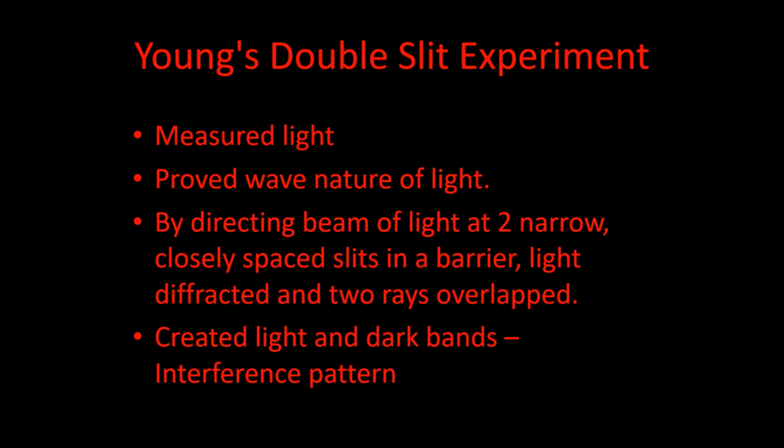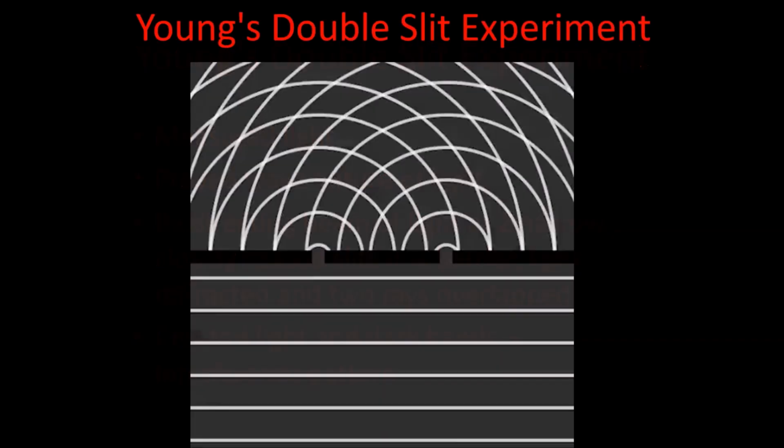And what this is a measure of is light. He proved the wave nature of light, and he did so by directing a beam of light through two really narrow, closely spaced slits in a barrier, like we've seen before, and that light diffracted and overlapped the two rays. So this gave us the interference pattern that we've seen and created those light and dark bands.